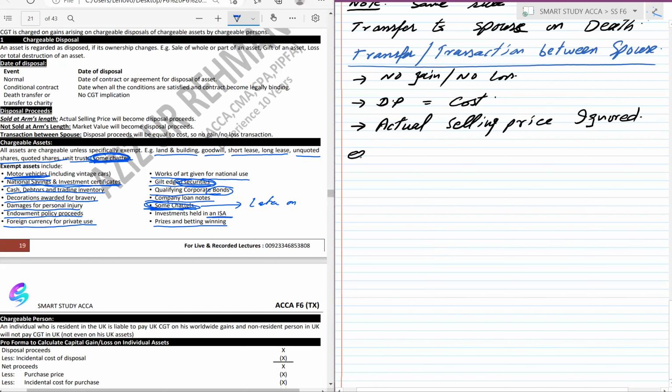For example, husband sold shares to wife.